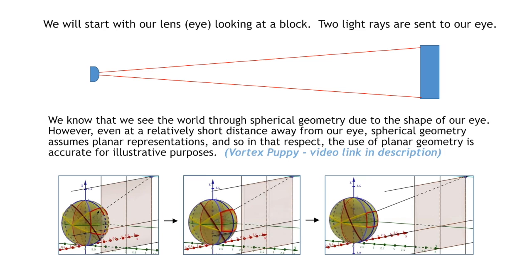We know that we see the world through spherical geometry due to the shape of our eye. However, even at a relatively short distance away from our eye, the spherical geometry assumes planar representations, so in that respect the use of planar geometry is accurate for illustrative purposes. And if you'd like to learn more about that, please see the video links in the description below.